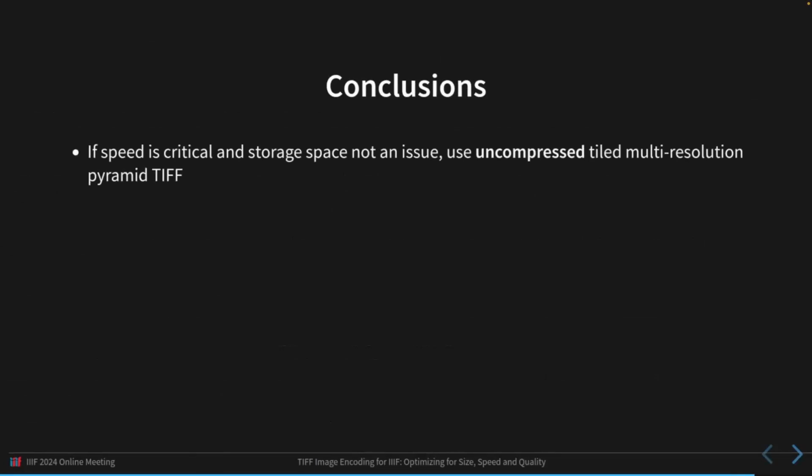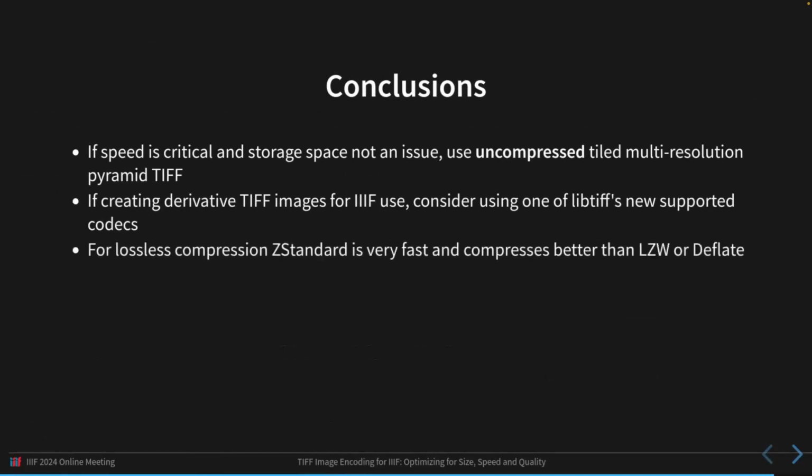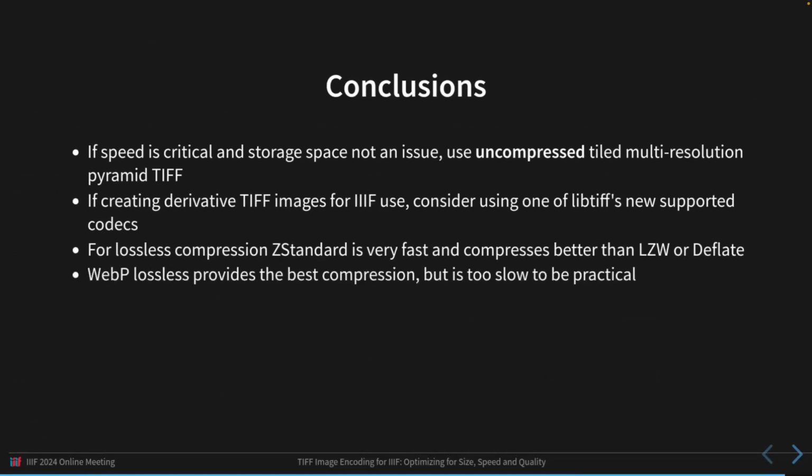So conclusions: if speed is critical and storage space is not an issue, use uncompressed tiled multi-resolution pyramid TIFF. If you're creating derivative TIFF images for IIIF use, you should definitely consider using one of libtiff's new supported codecs. For lossless compression, Z-Standard is very fast and compresses better than LZW or Deflate. WebP lossless, although it has the best compression, is way too slow to be practical.